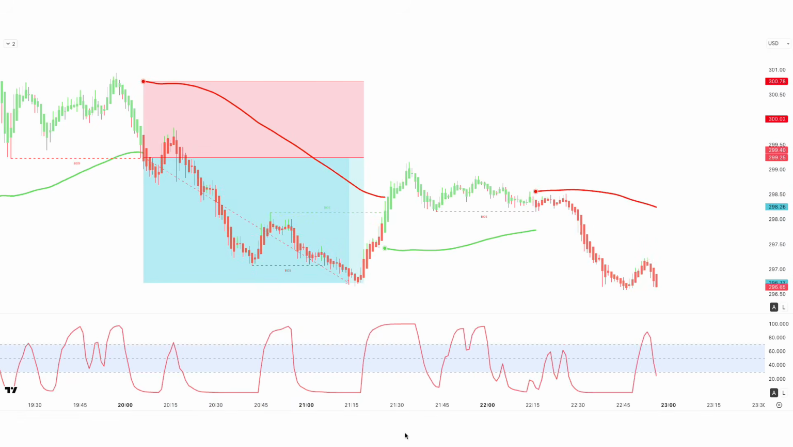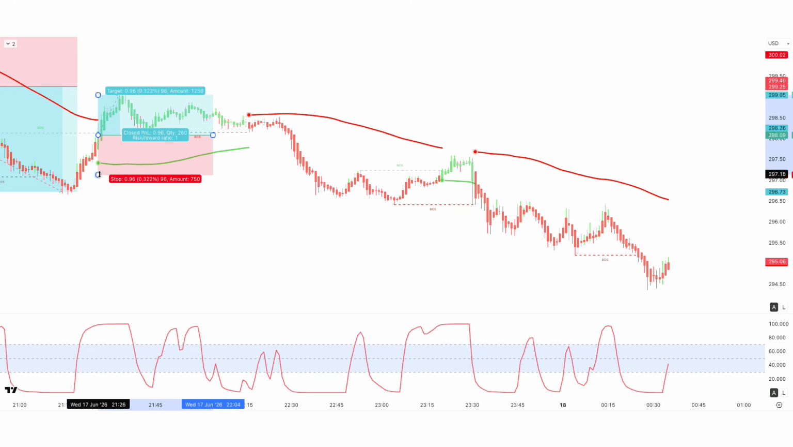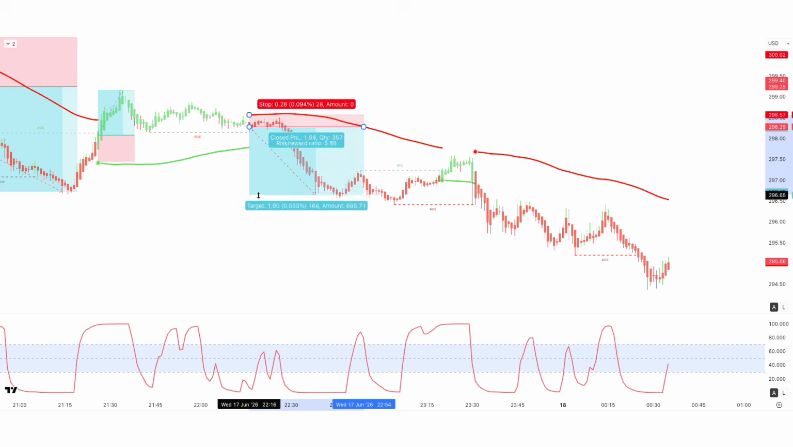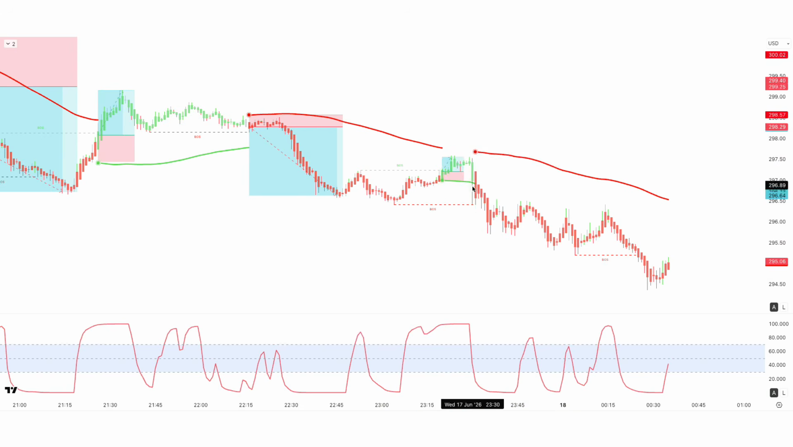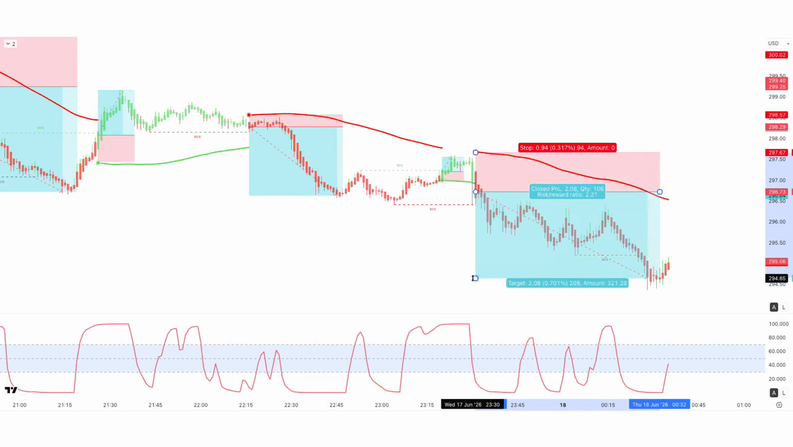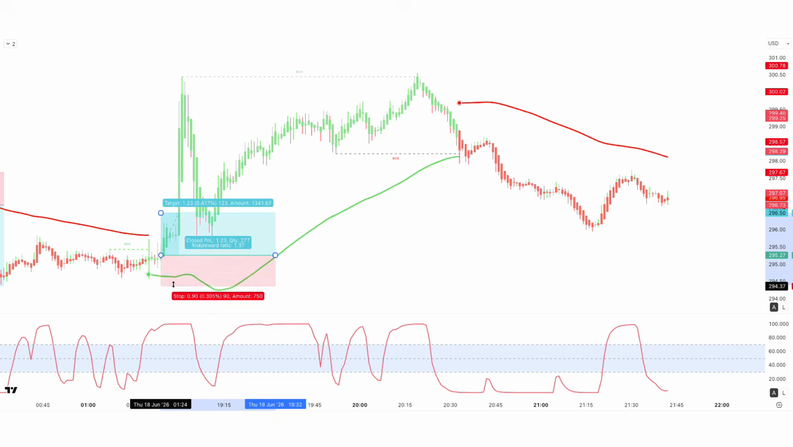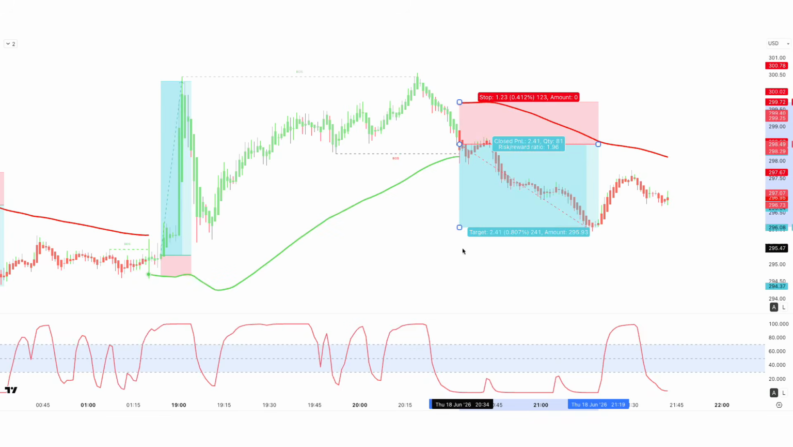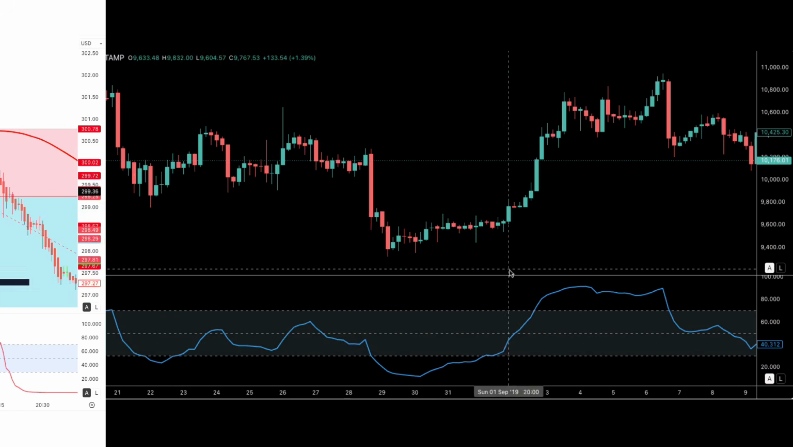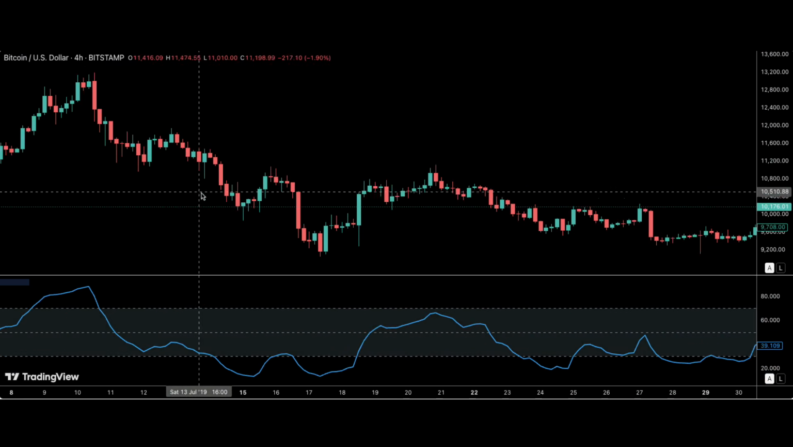My goal wasn't to prove the indicator works. My goal was to find where it fails. And that's where things got interesting. Because while most reversal tools either react too late or generate endless false signals, this one started showing a pattern that I couldn't ignore. Now, does that mean it's a magic indicator?